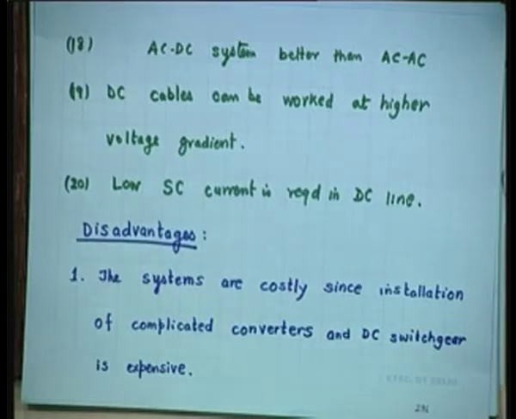Disadvantages. Now you can't have all advantages in any system, whatever point you may raise, there has to be some plus points, some negative points. Nothing is absolutely perfect. Now what are the disadvantages? The systems are costly, since the installation of complicated converters and DC switchgear is expensive.